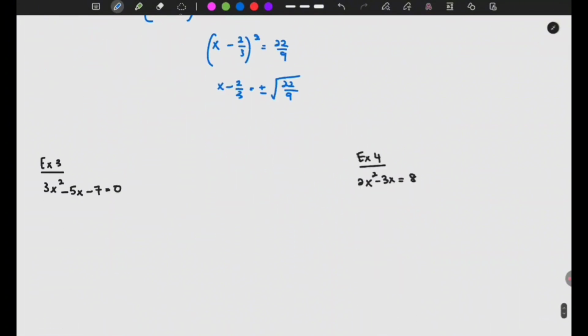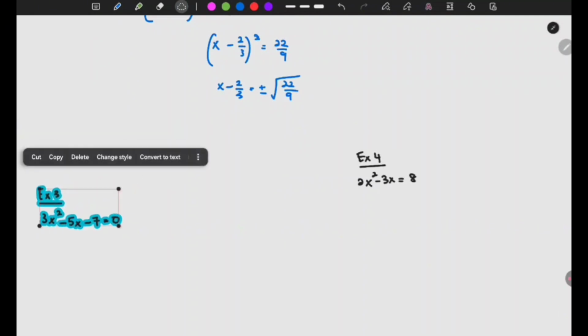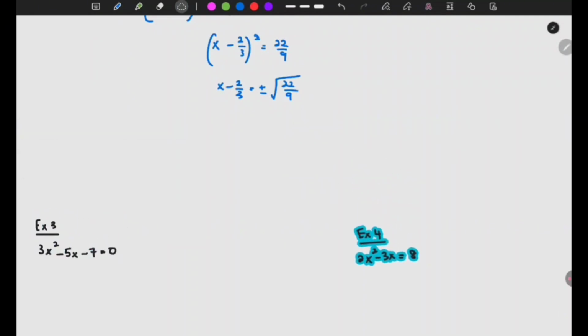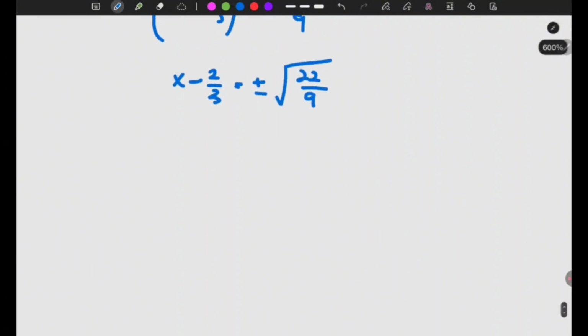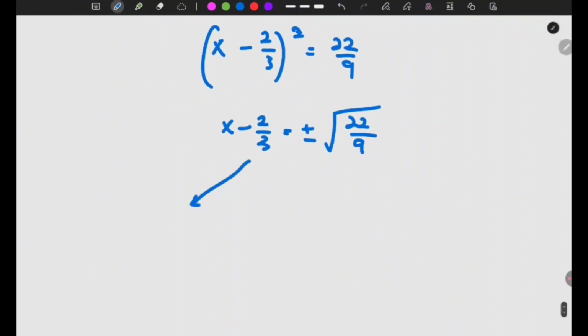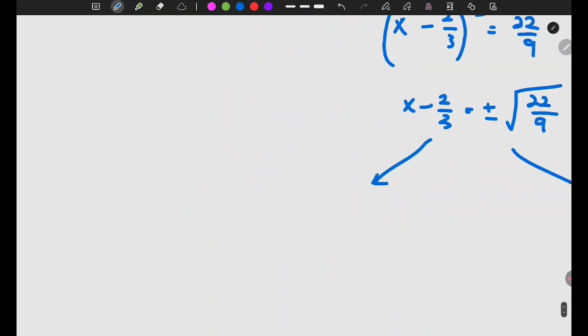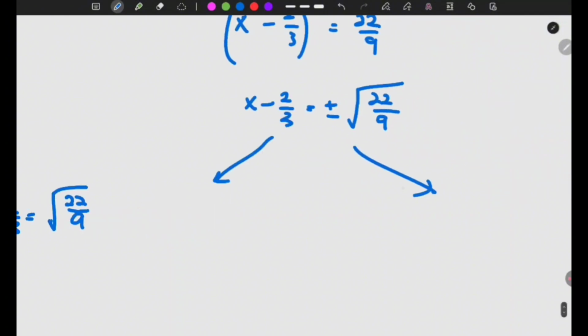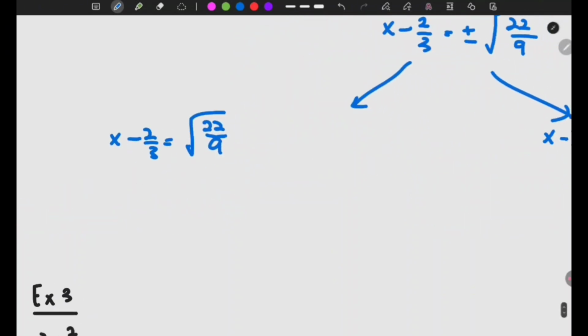So split two parts when you have plus minus. So x minus 2/3 equals the positive 22/9. Another one, x minus 2/3 equals the negative 22/9, and then find your x. So 22/9 plus 2/3. So what's the x value? And for this one also the same thing, plus 2/3, minus 2/3, bring that plus 2/3.